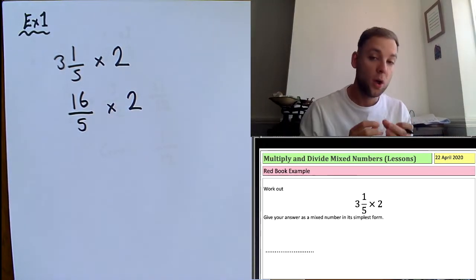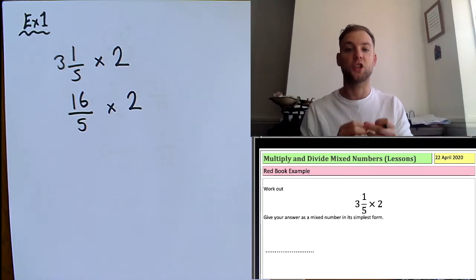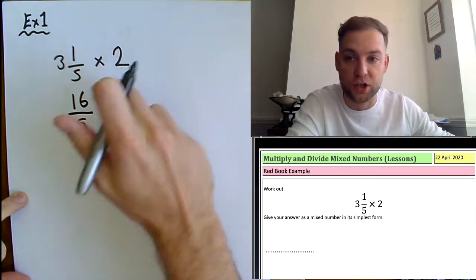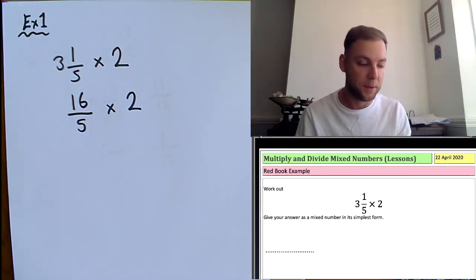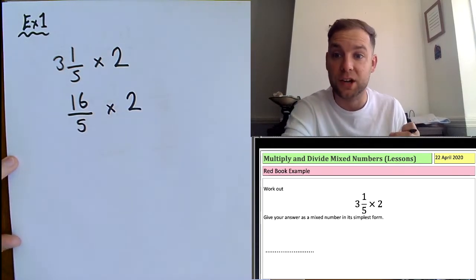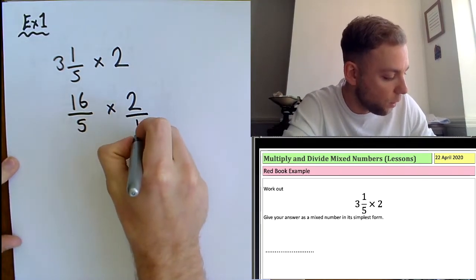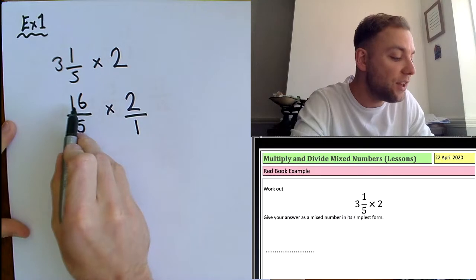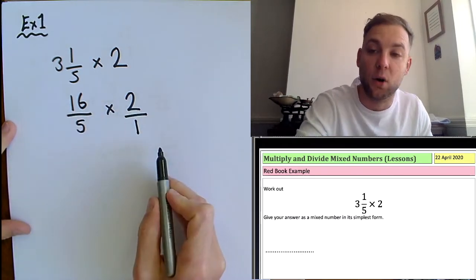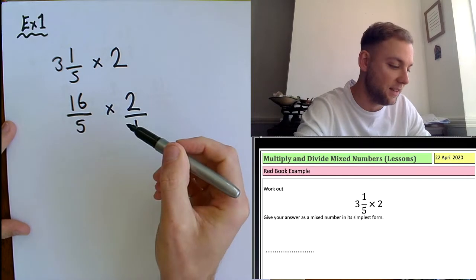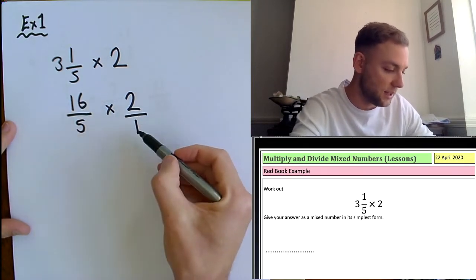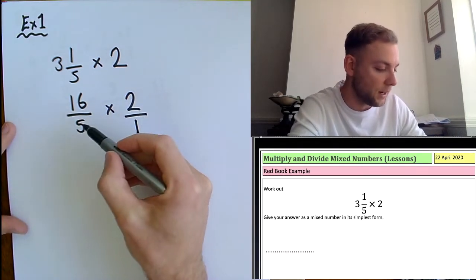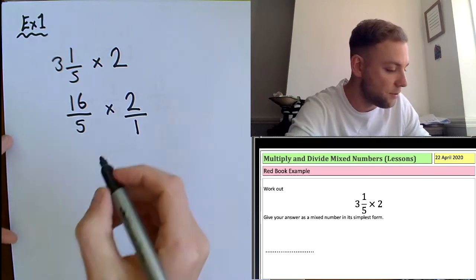When we're multiplying and dividing fractions, we don't need the denominators to be the same. However, it's worth thinking about this question with a denominator. So how do I write 2 as a fraction? I write it as 2 over 1. Now, it's worth looking at this stage: is there anything on top which cancels with anything on the bottom? In this case, there isn't. 16 doesn't cancel with 5 or 1. You can also look across, which is called cross-cancelling. 2 doesn't cancel with 5 or 1. So I'm just timesing straight across.